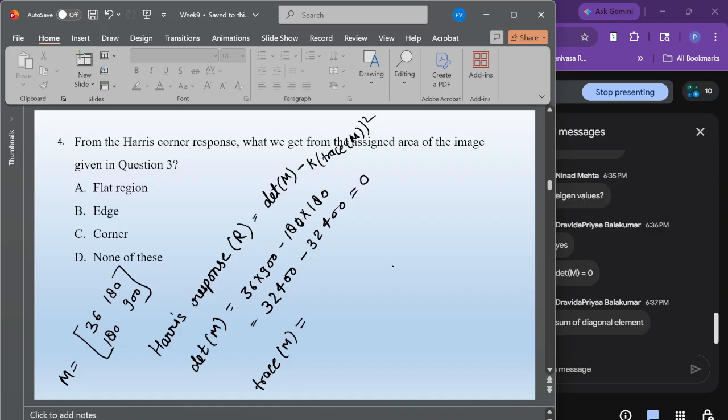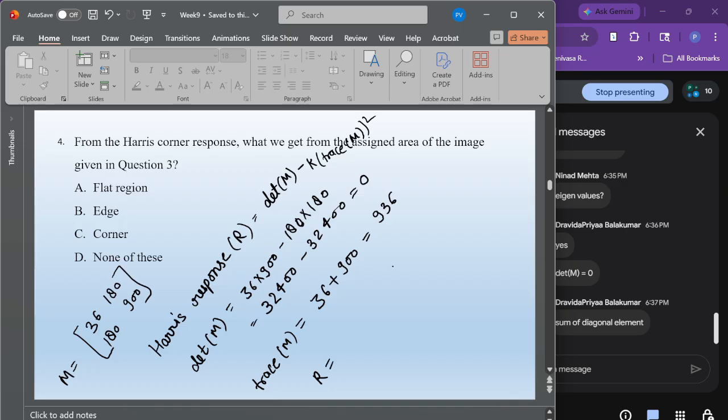Yeah, that is the sum of the diagonal elements. So the diagonal elements are 36 and 900. So 36 plus 900, 936 is the trace of this Harris matrix. Right. Now we need to put in the Harris response formula.